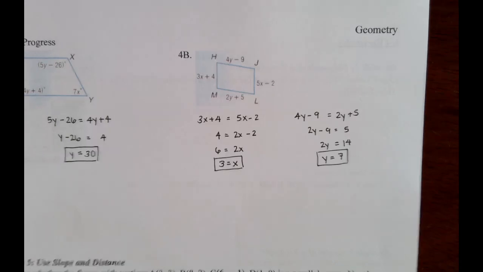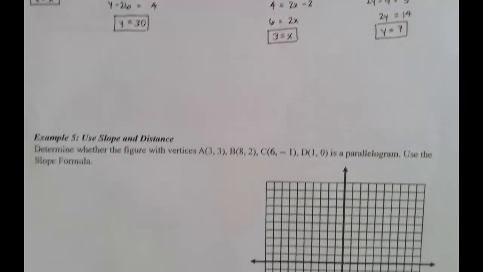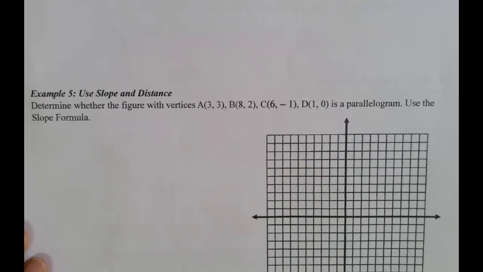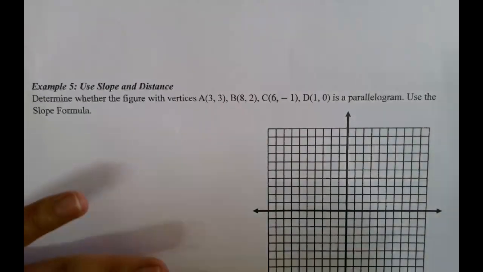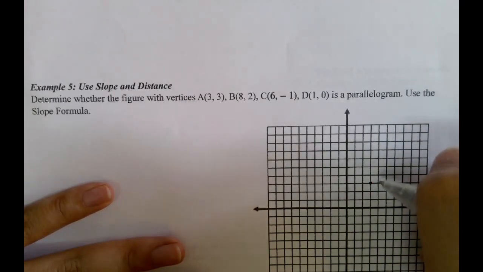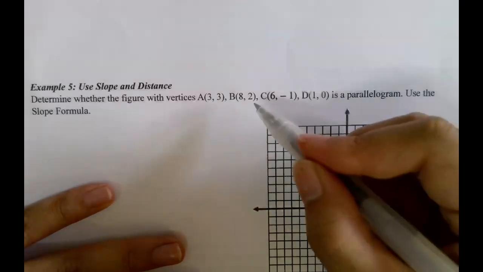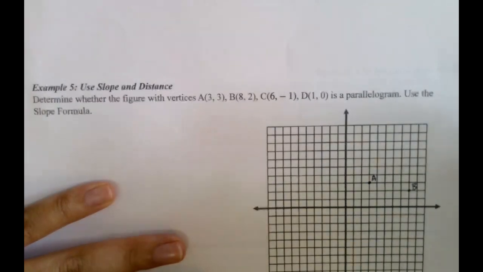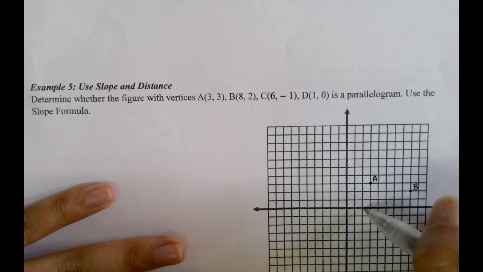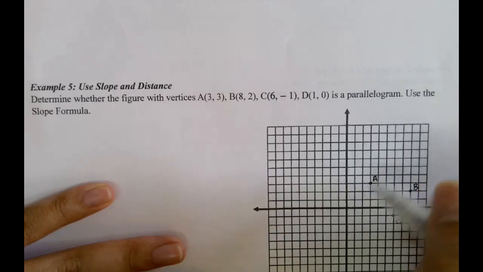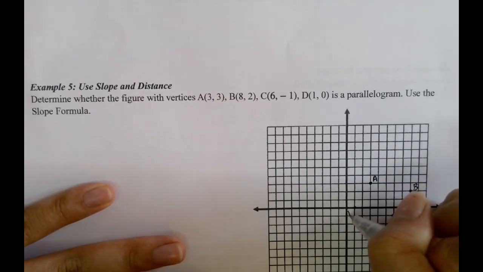So then the last part here, we're going to determine whether the figure with these vertices is a parallelogram, and this time we're going to be using the slope formula. Okay, so let's graph it. A is 3, 3, so 1, 2, 3, 1, 2, 3, here's A. B is at 8, 2, so 1, 2, 3, 4, 5, 6, 7, 8, 1, 2, here's B. C is at 6, -1, so 1, 2, 3, 4, 5, 6, 1, here's C. And D is at 1, 0, so here's D.